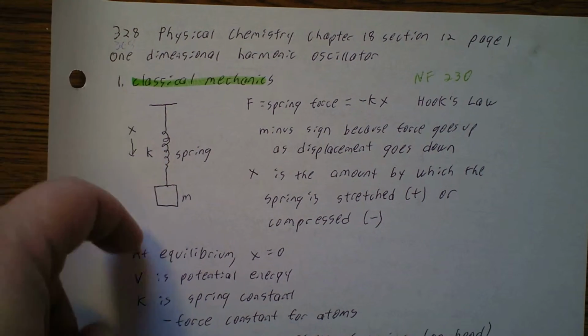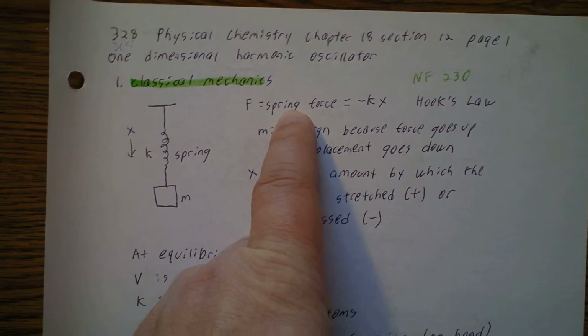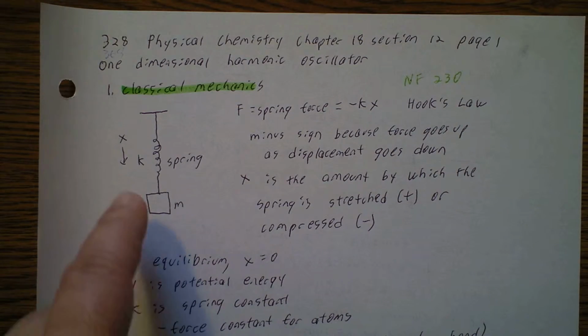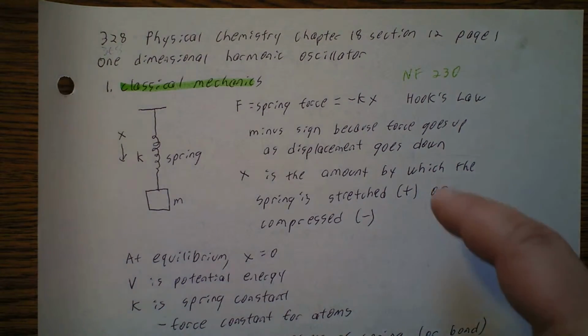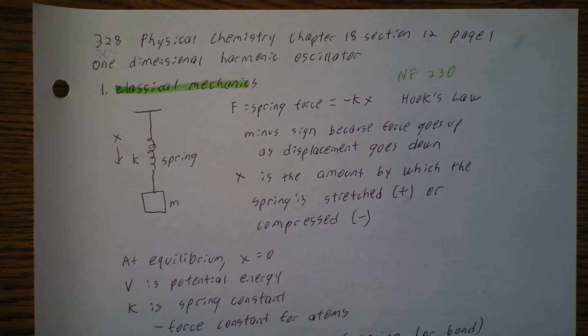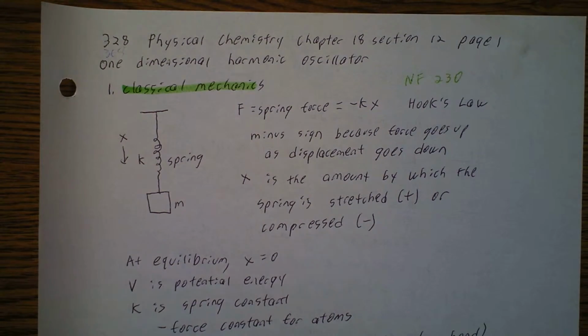We're going to call this our X position. So F is going to be the spring force, and that's going to be equal to minus K times X. That's Hooke's law. K is just a property of the spring. The minus sign is because the force goes up as displacement goes down. X is the amount by which the spring is stretched, positive, or compressed, negative.